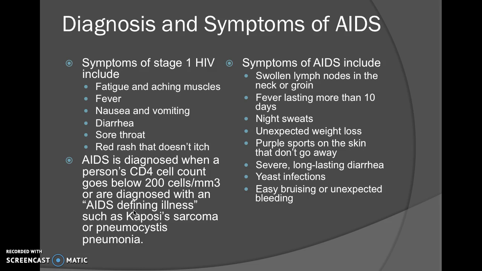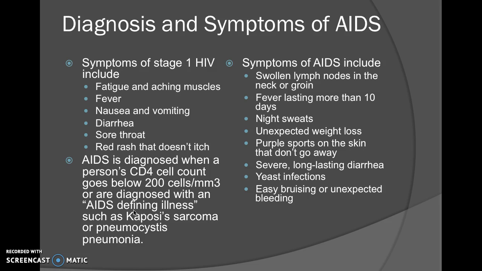So now let's look at how you become diagnosed and the symptoms of AIDS. So starting with stage 1 HIV, the symptoms include fatigue and aching muscles, fever, nausea and vomiting, diarrhea, sore throat, and a red rash that doesn't itch and is usually located on the torso.